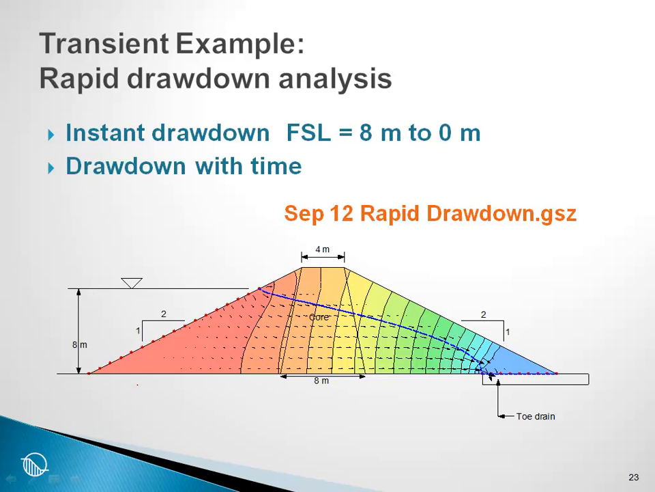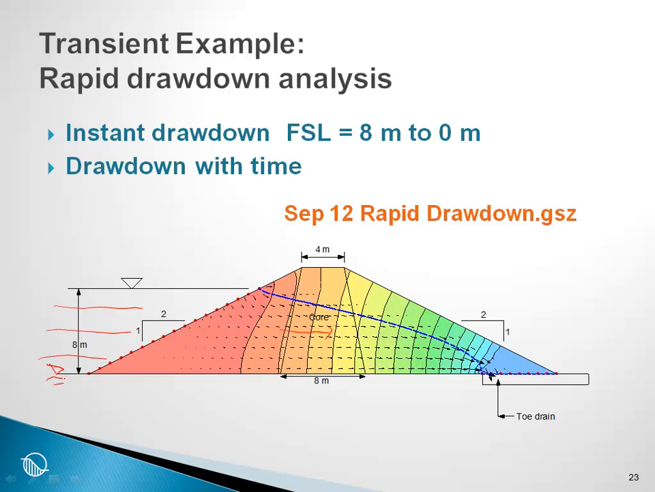We will now illustrate a transient analysis by simulating a rapid drawdown case. To start with, we have the long-term steady-state condition here, and we are going to take away the reservoir by drawing down the reservoir. And we are going to look at two cases, one where the reservoir is drawn down completely, and the assumption is that this happens instantaneously. In the second case, we're going to draw the reservoir down over a period of 5 days.